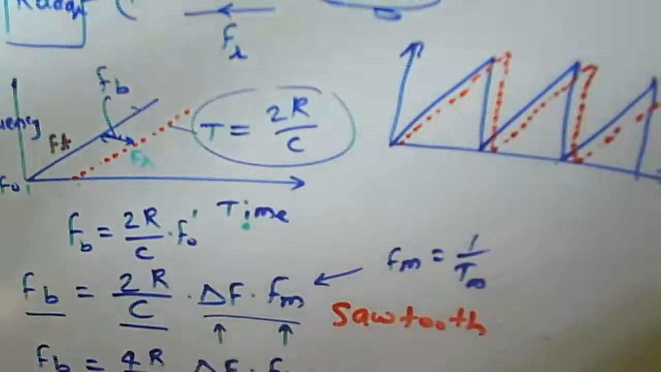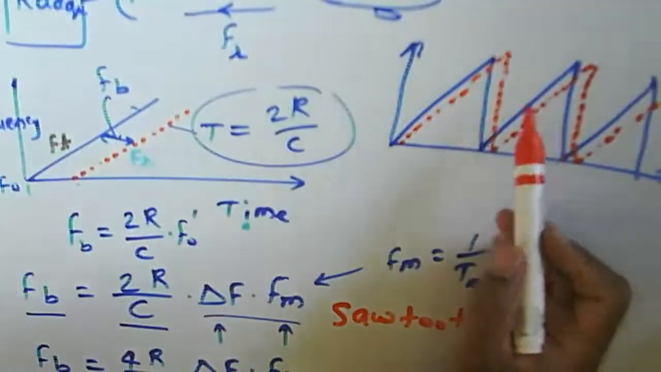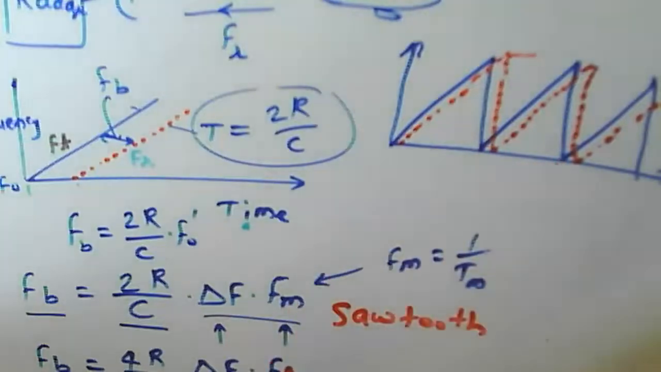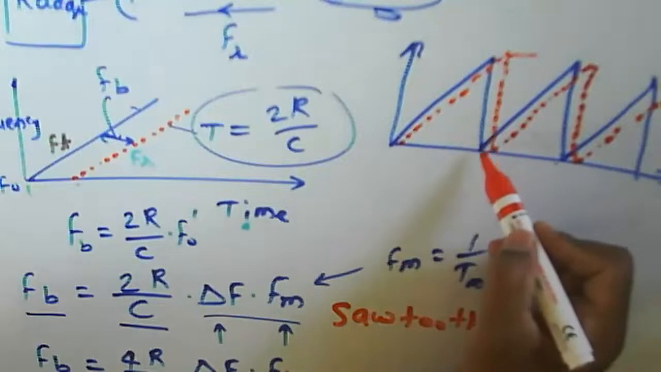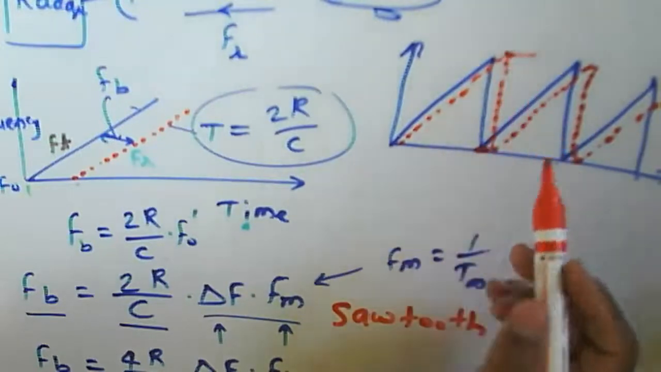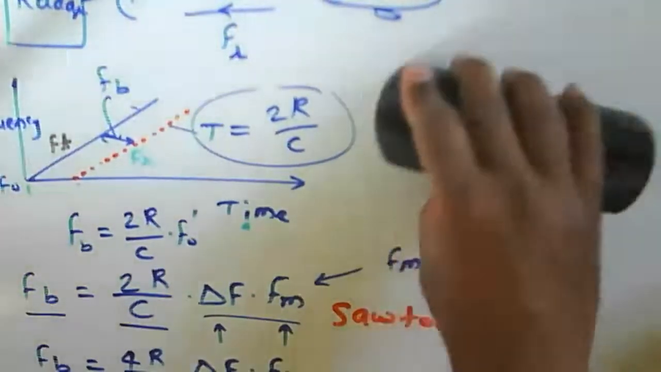Now this particular echo here, the deviation from this to this is nothing but a delta f. Deviation is nothing but the change in the frequency between this one and this one, that is nothing but a delta f. This one is for the sawtooth.